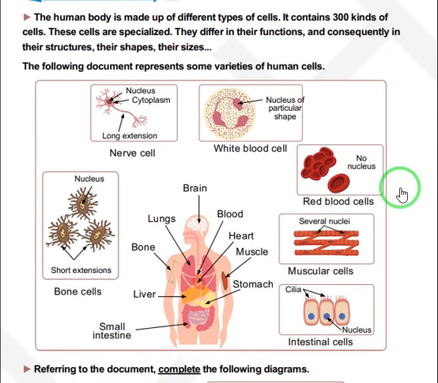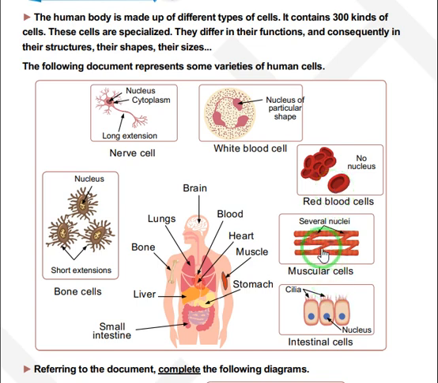The document shows some varieties of cells of the human body. Look at these cells. We have the nerve cell. It has special features like long extensions. Look at the shape of the nerve cell. We are going to mention it later in the next lesson. We have the white blood cell that defends our body from microbes. The red blood cells carry the oxygenated blood.